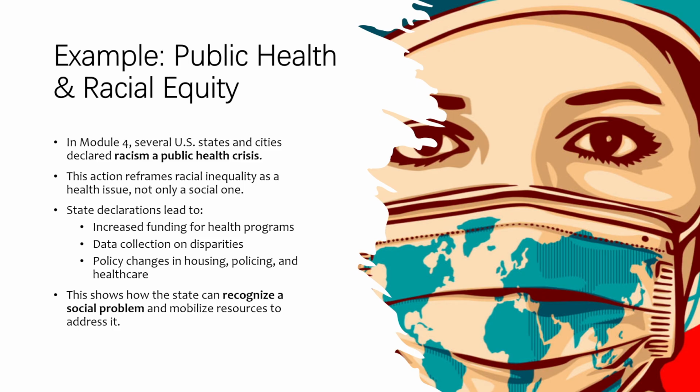Module 4 gave us a powerful example. Many states and cities in the U.S. declared racism a public health crisis. This action reframes racial inequality as something that affects health outcomes, not just a social condition. So once the state makes a declaration like this, it can direct funding, start data collection, expand programs, and encourage new policies in housing, healthcare, and policing. This shows how the state can publicly recognize a major issue and mobilize resources to address it.